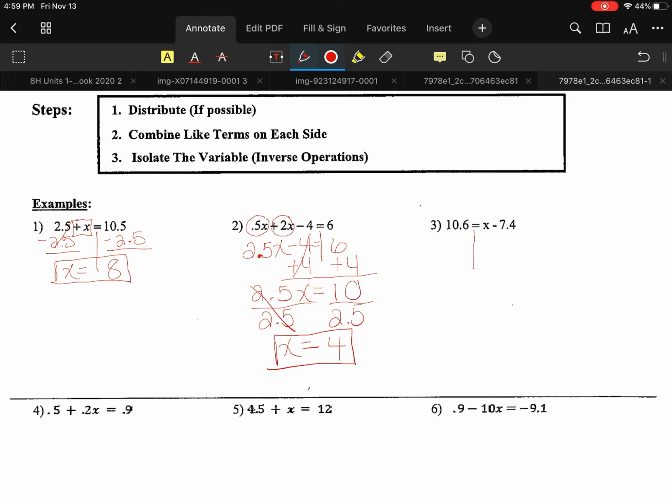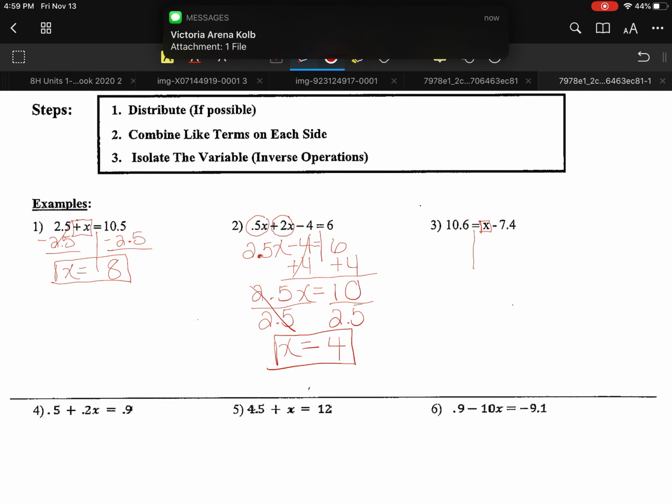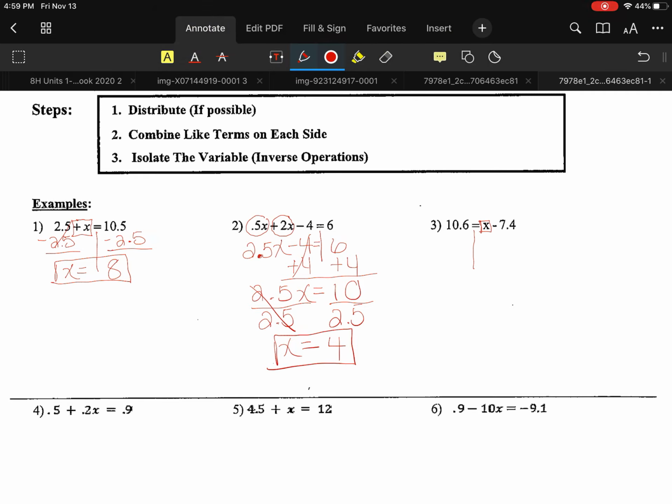Again, I'm going to isolate my variable. If you're uncomfortable with the equals 10.6 being on the left-hand side, you can move it to the right. I really don't like moving things around, but if you want to move it, that's totally fine.